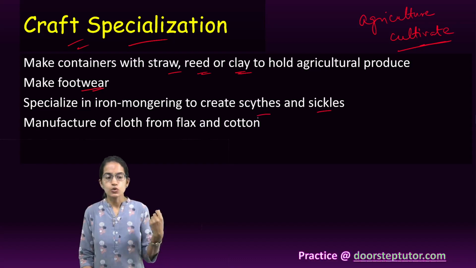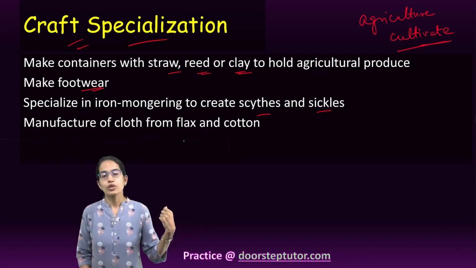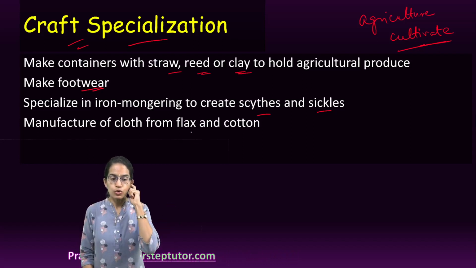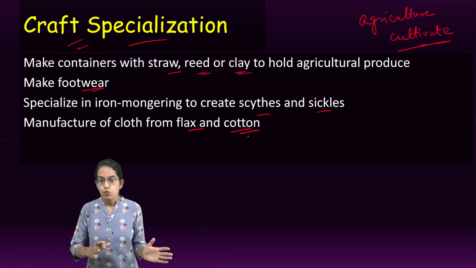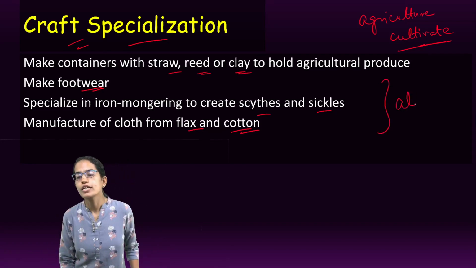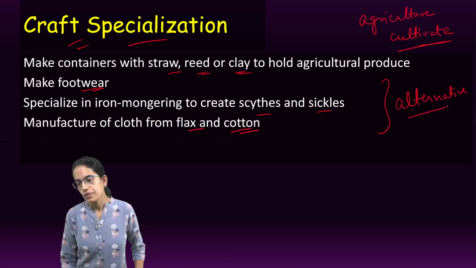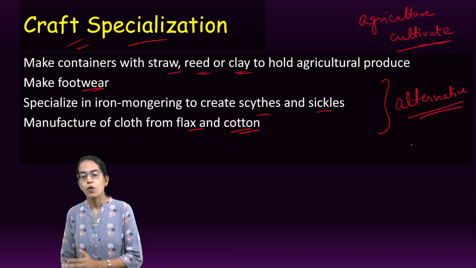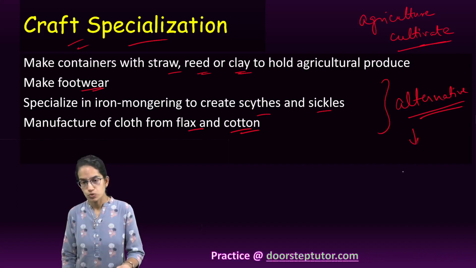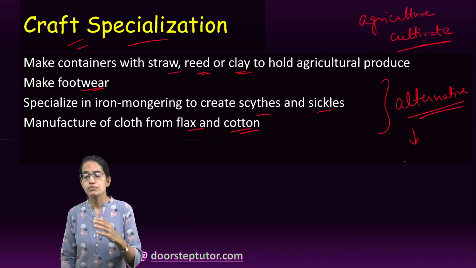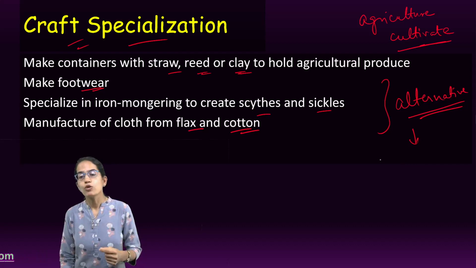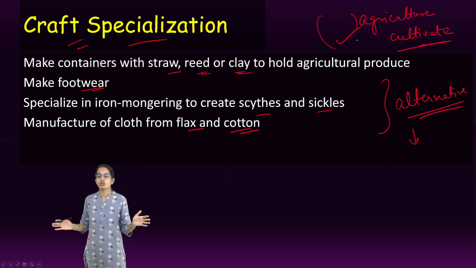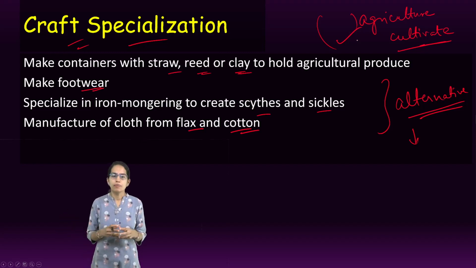So sickles and scythes were created using iron. Also, they started to weave clothes, so clothes from flax and cotton were created. This craft, once specialized, brought an alternative source of income. So it became a lucrative profession thereon because it was bringing additional income to the family. Even with the barter system, it was bringing in extra benefits to the families, and also the production could be done in the lean months when agriculture was not to be taken care of, or the production could be carried on for months.